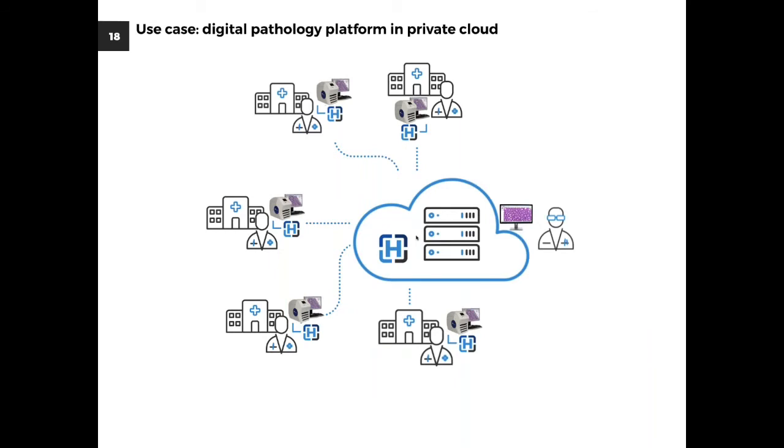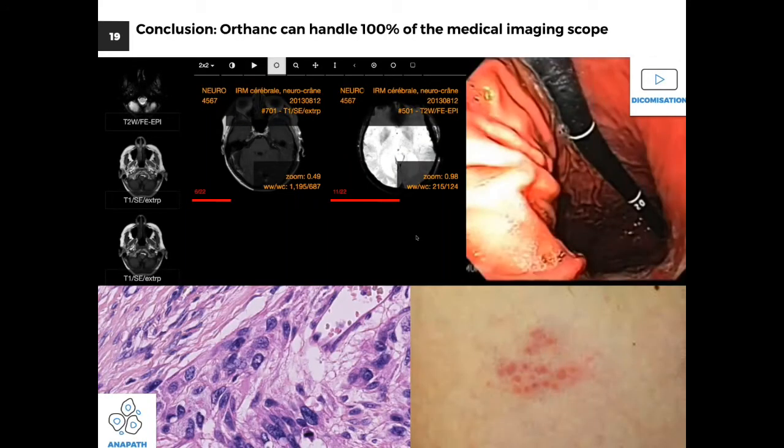And this is then another use case. It is going to be used very soon in a network of digital pathology hospitals. Well, basically hospitals that do digital pathology and have to use this platform in order to be able to share digital pathology images. So as a conclusion, Orthanc can handle 100% of the medical imaging scope. So that's radiology, but also video and DICOMized video and DICOMized JPEGs or whatever standard file types. And lastly, ANAPAT, so digital pathology.